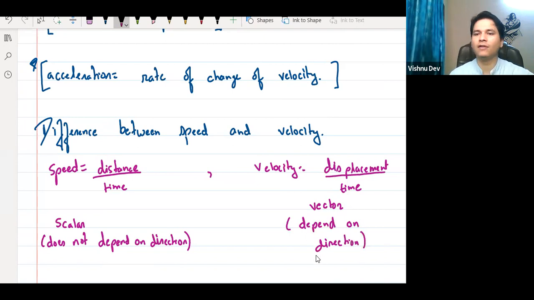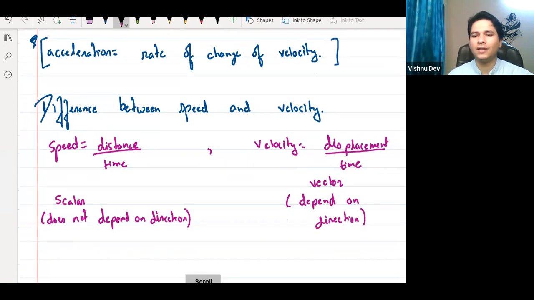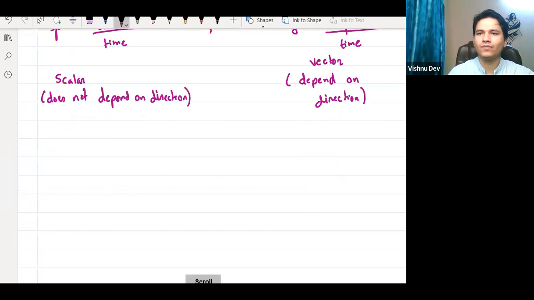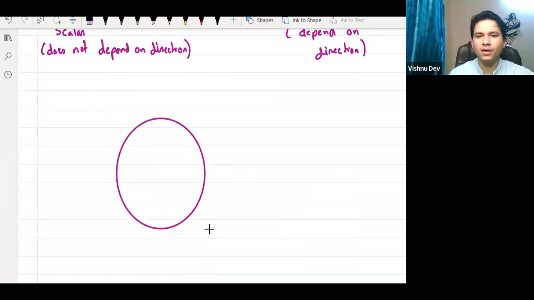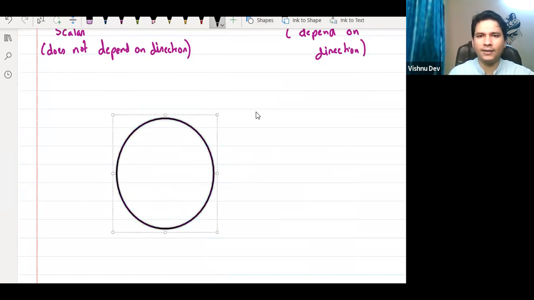Okay. So let us see one case. Let us take one case. Suppose this is a circular path. A car starts from this point. And after, this is a concept check.